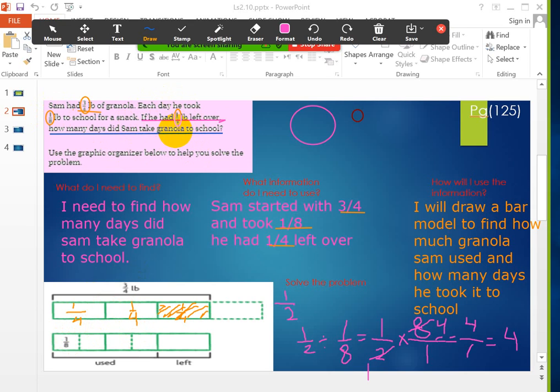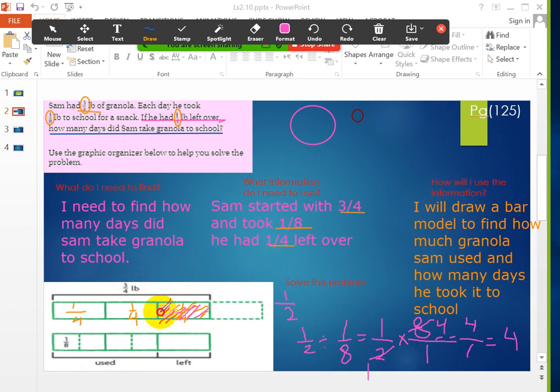Okay, I am repeating now, girls, so please focus with me. He left 1 over 4. That means 1 over 4 of the 3 over 4 was left over. That means he didn't take this amount, so I have to erase this amount from the whole amount of granola. The whole amount is 3 over 4, and 1 over 4 is left over, so I have to erase this amount.